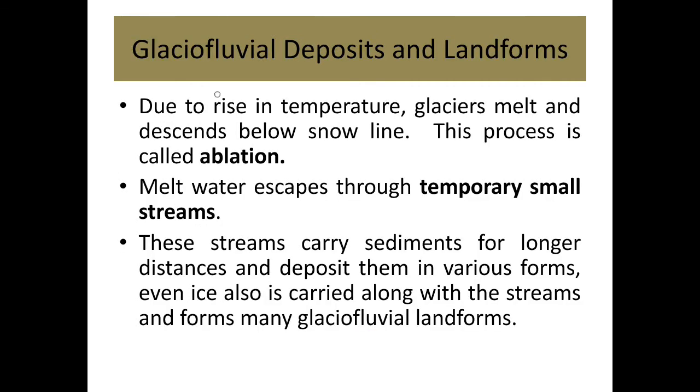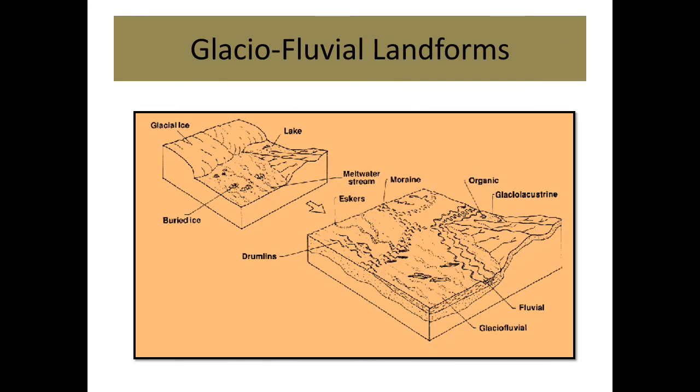And the next one is glaciofluvial deposits and landforms. Due to rise in temperature, glaciers melt and descend below the snow line. This process is called ablation. Meltwater escapes through temporary small streams, and numerous streams form. Through these streams, the meltwater escapes, and these streams carry sediments for longer distances and deposit them in various forms. Even ice is also carried along with the streams and forms many glaciofluvial landforms.